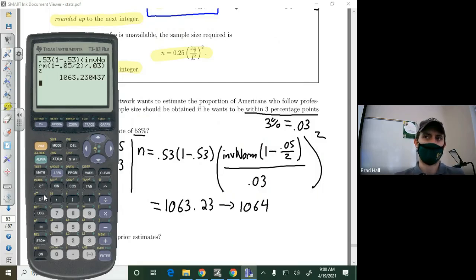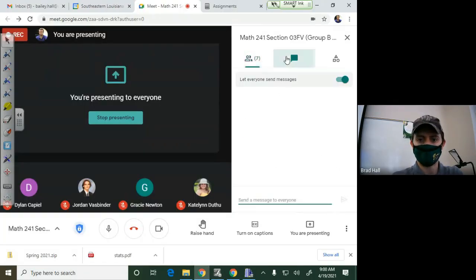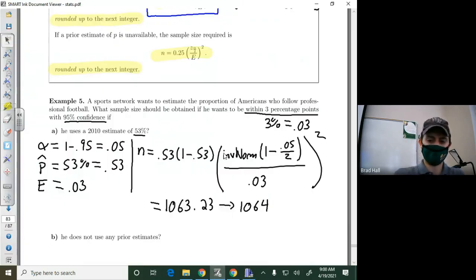I'm seeing a lot of eyebrows twitch and confusion. So is there anybody having issues with this process? I'm going to assume that's my nearsightedness and hope that everyone's on the right track. Okay.